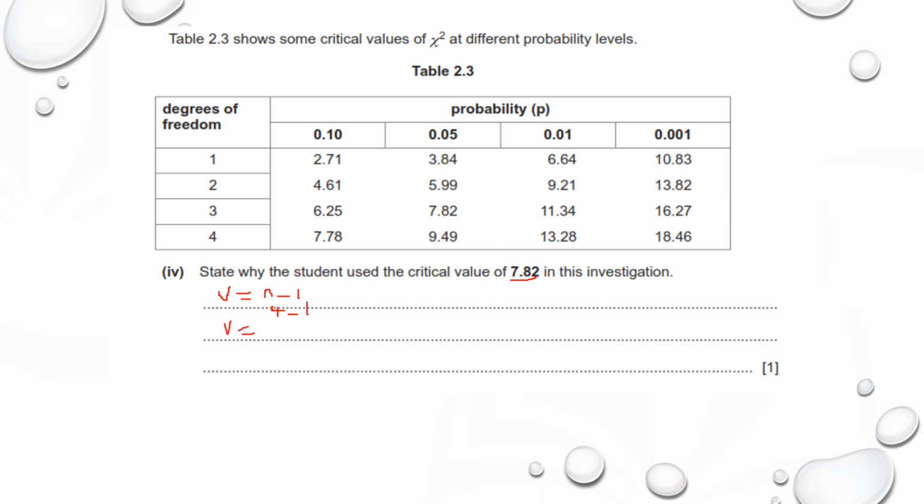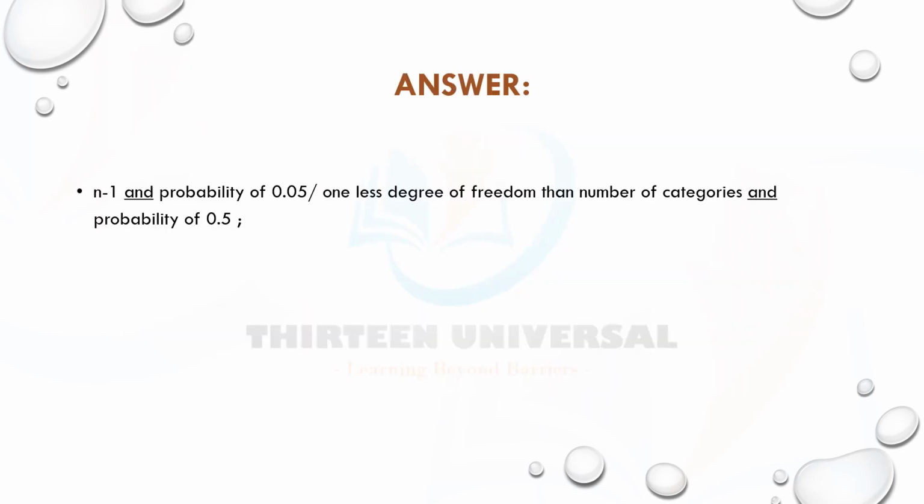So it's a product of our degree of freedom and the critical probability of 0.05. That's why we chose it. If you trace it, degree of freedom here is 3, follow it down and you come to 7.82. So it is a product of degree of freedom 3 and critical probability of 0.05. That's why we chose it.